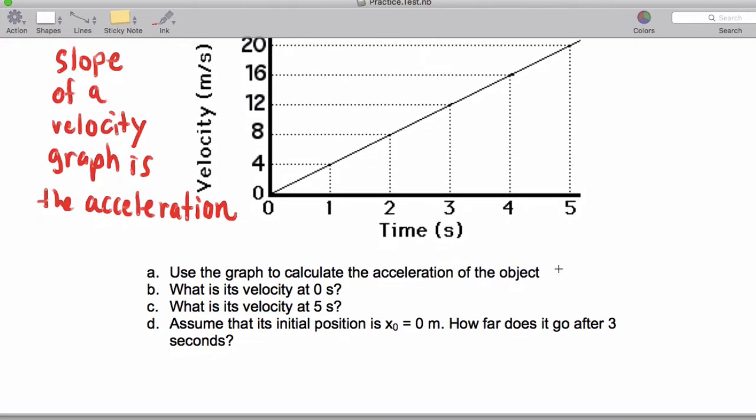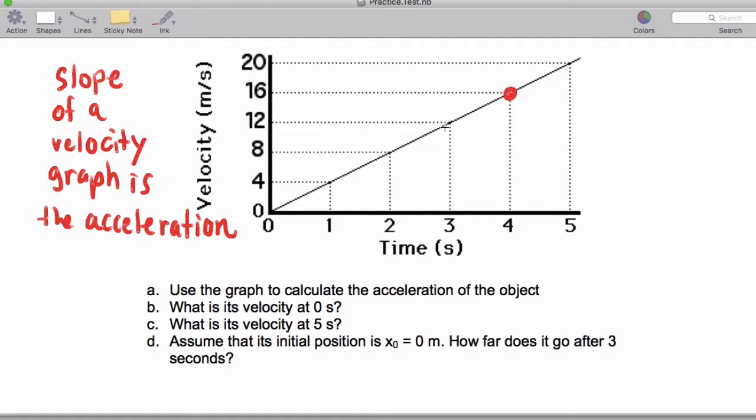So let's get the acceleration using this slope formula. I'll just pick this point and this point. So this is 4, 16, and this point here is 0, 0. So the acceleration is going to end up being 16 minus 0 over 4 minus 0, which gives me 4 meters per second squared.